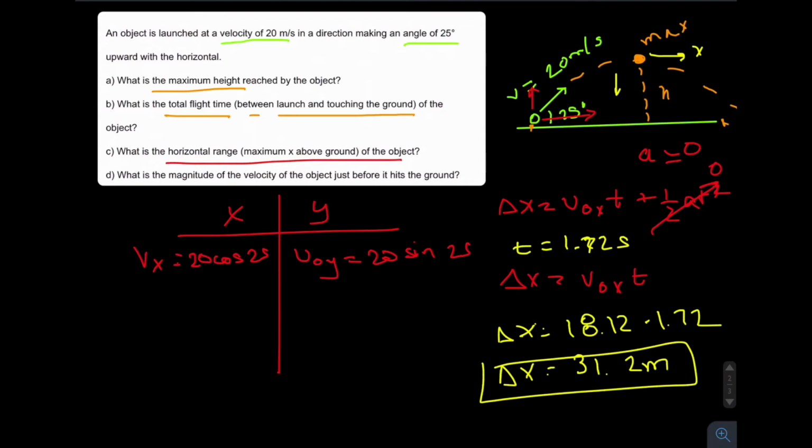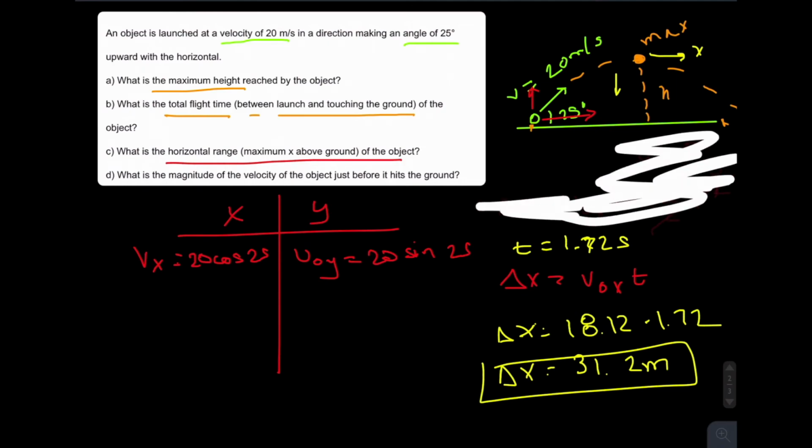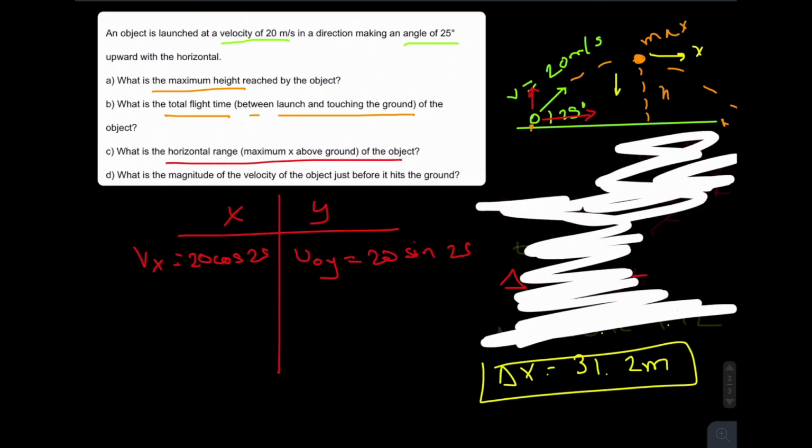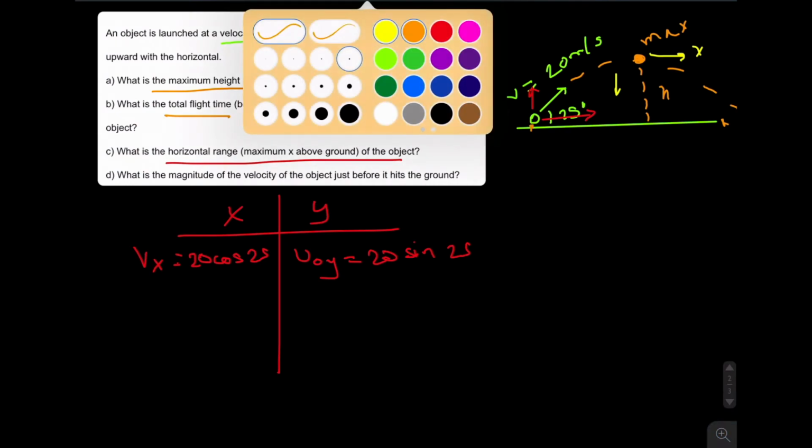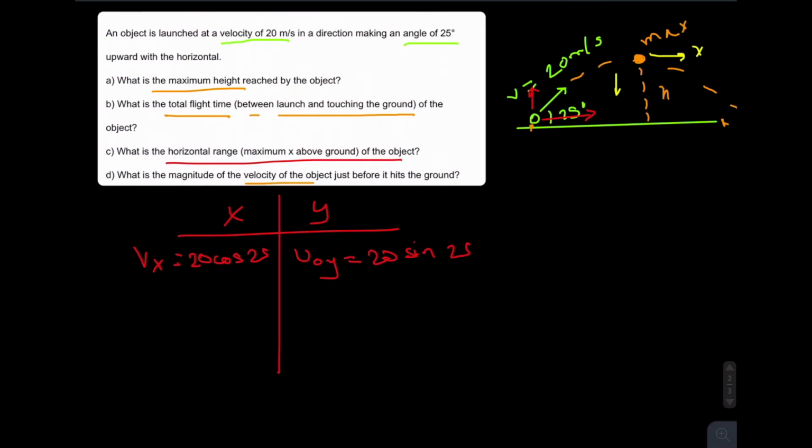Now, let's talk about part D, right? I'm just going to combine it here, and then let me just erase these points. Now, it's asking us to find the magnitude of the velocity just before it hits the ground. So what do we really want? We want v final, right? Now, you have to think about it. It's saying velocity. It isn't saying y velocity or x velocity. That means it wants the total vector, the vector at this angle, right?